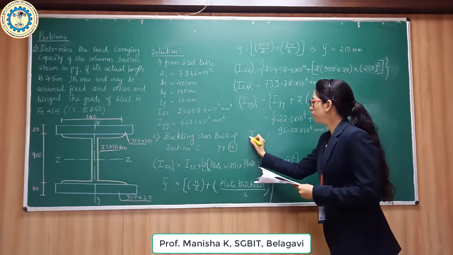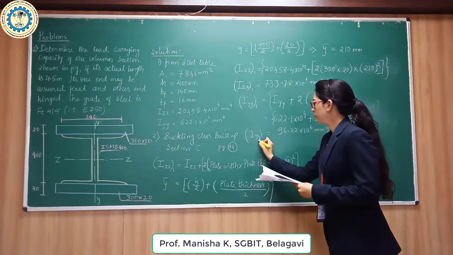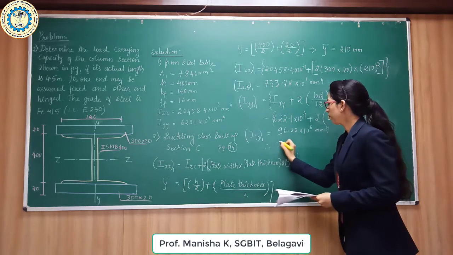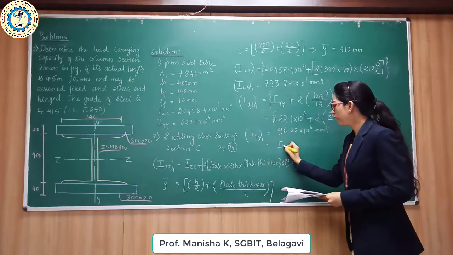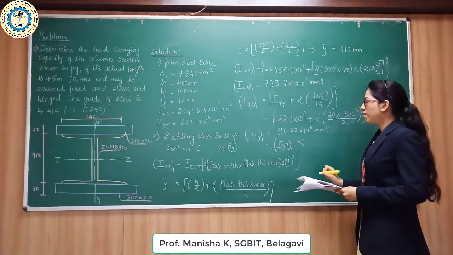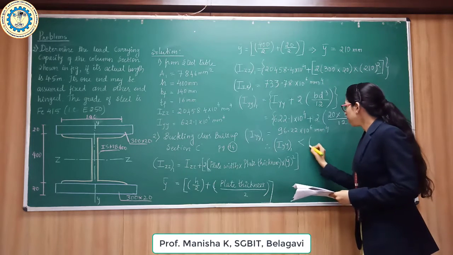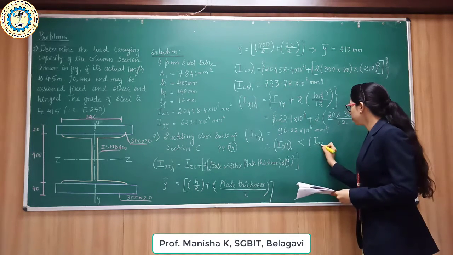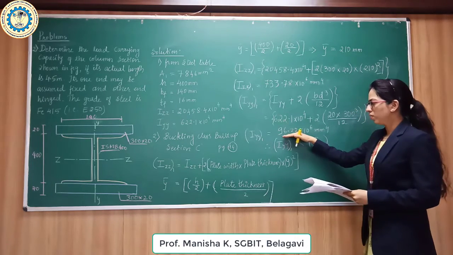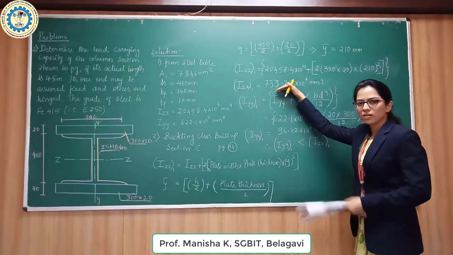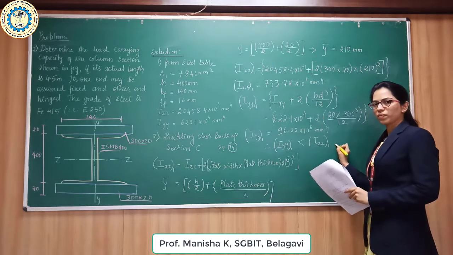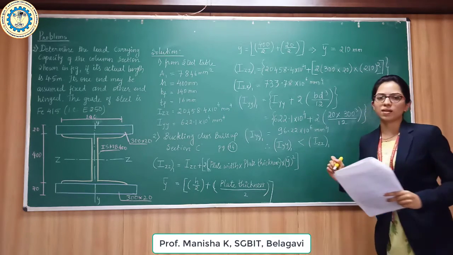That is I of YY of 1. Okay. Therefore, this I of YY of 1 is much lesser than the I of ZZ of 1. Okay. Now let us begin with the third step.